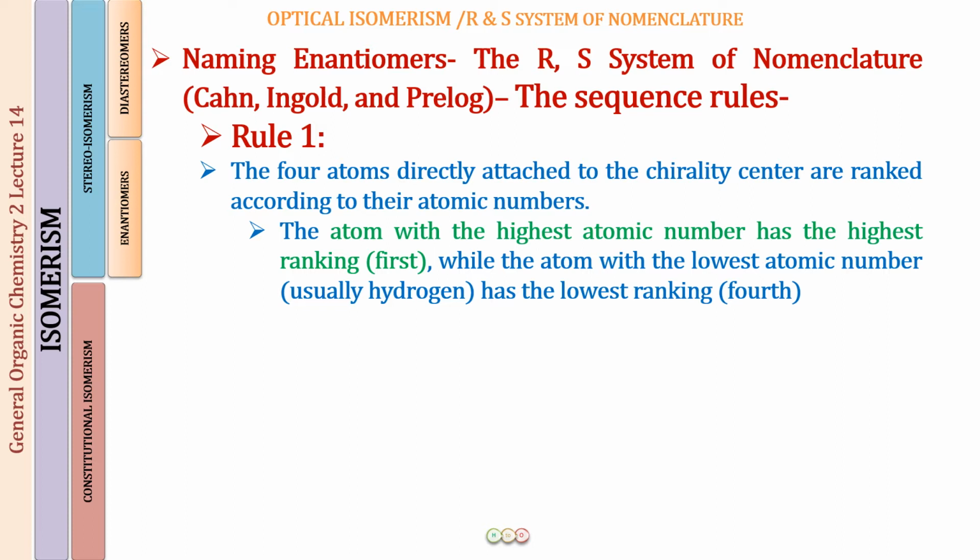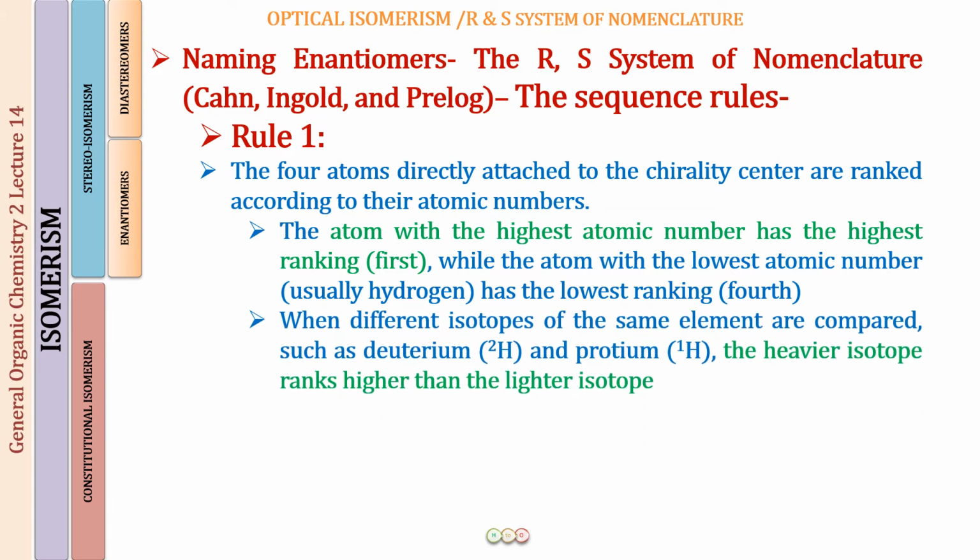But there is one problem that you will face when there are isotopes of the same element surrounding the chirality center. So in that case, what are you going to do? Well, when there are different isotopes of the same element, they are compared. For example, if you're comparing deuterium and protium, the heavier isotope ranks higher than the lighter isotope. So here is a list of the few atomic numbers of the common elements. You must all know them, but still for your reference, we have put them down for you.